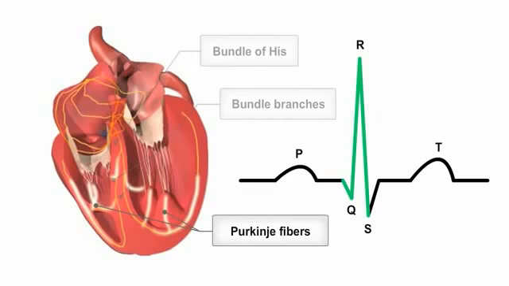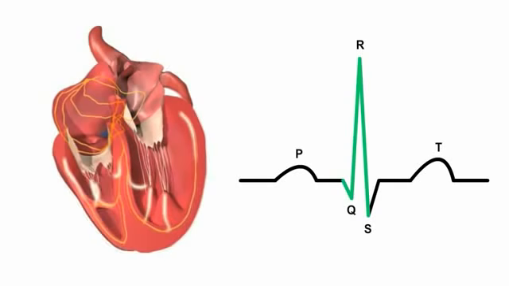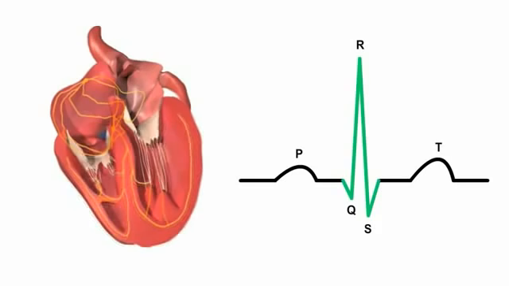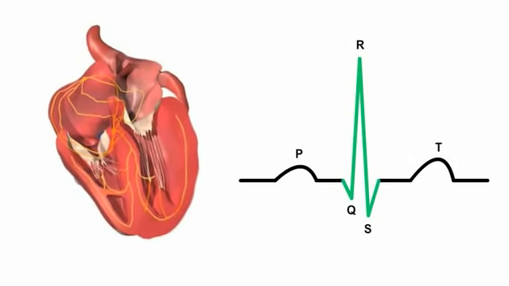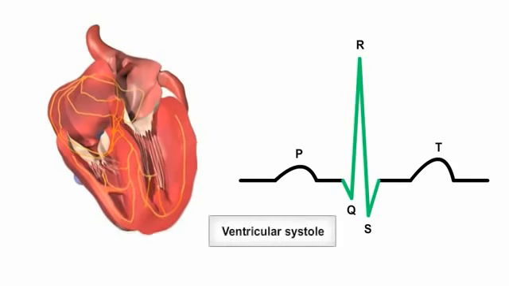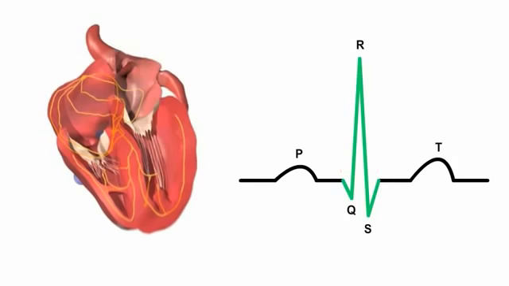It enters the bundle of His and spreads through the bundle branches and the large diameter Purkinje fibers along the ventricle walls. As the signal spreads through the ventricles, the contractile fibers depolarize and contract very rapidly, inducing ventricular systole. The ECG's QRS complex represents this rapid ventricular depolarization. Atrial repolarization also occurs at this time, but any atrial activity is hidden on the ECG by the QRS complex.